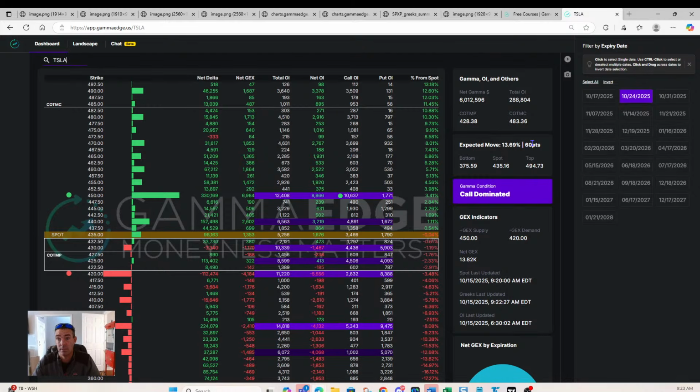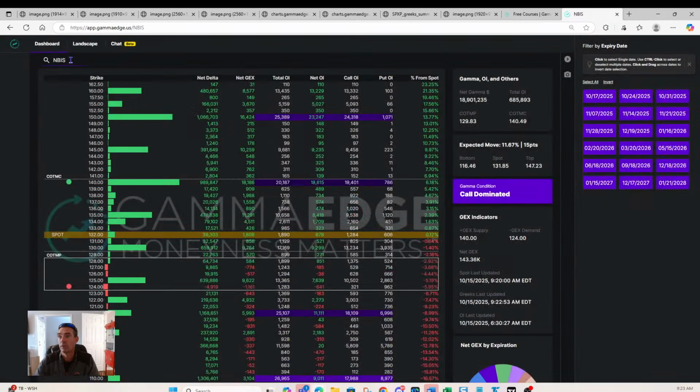Expected move obviously is 60 points. It's a high beta stock. So you're looking at 13%. So speculation to the upside, pretty significant there on Tesla. So everything looks good on Tesla for a move to the upside, at least supportive on pullbacks also. NBIS, I don't know if that's in our, it is actually, okay.